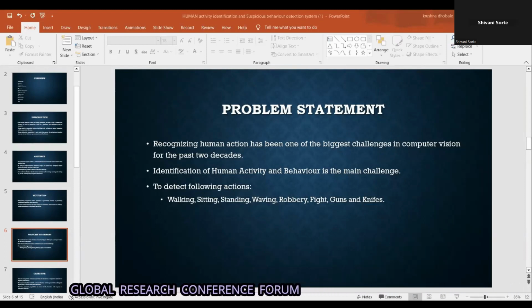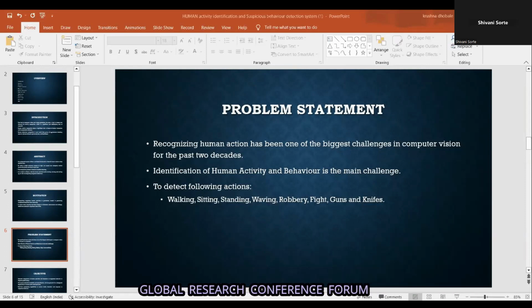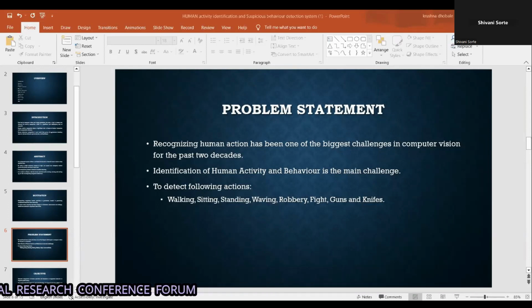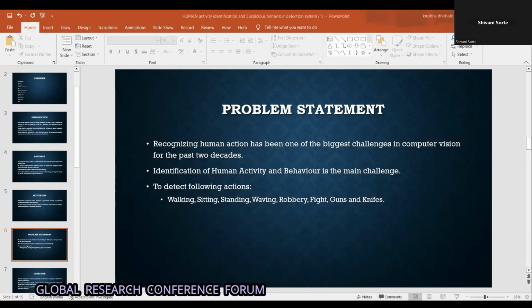What multimodal data fusion is: currently we are using the camera as an input. We can even use various sensors and microphones as input, so that we will be able to recognize and find out more activities correctly and with more accuracy. We can improve the accuracy of our model using multimodal data fusion.